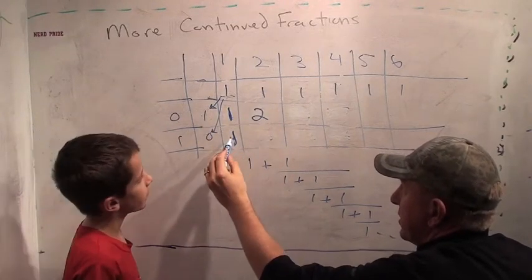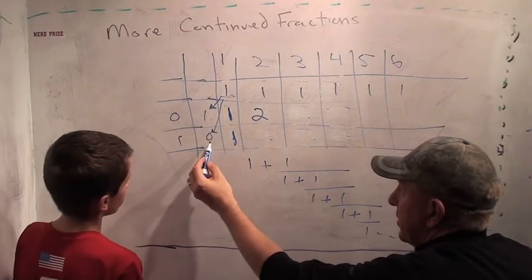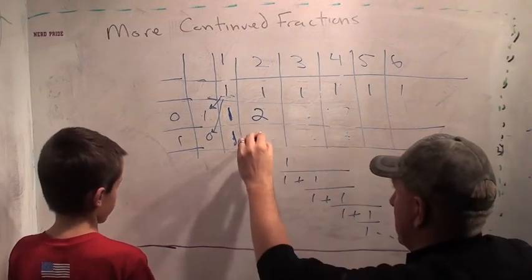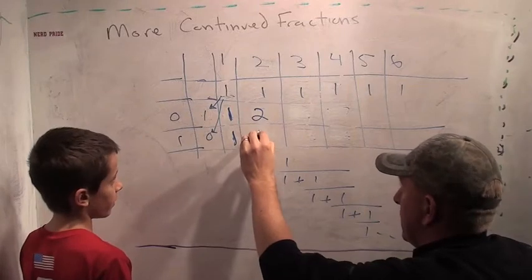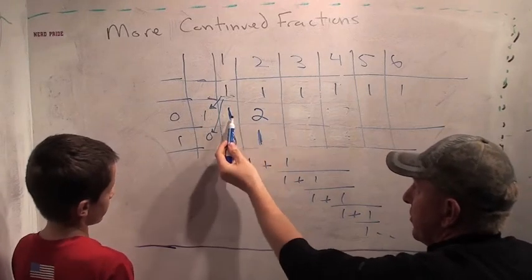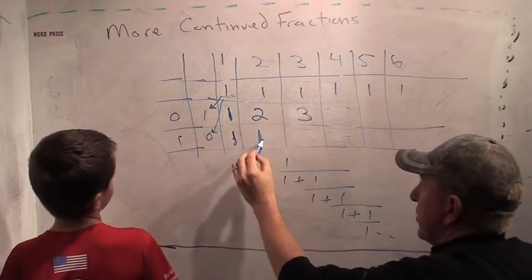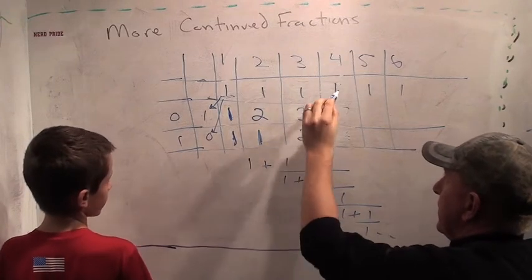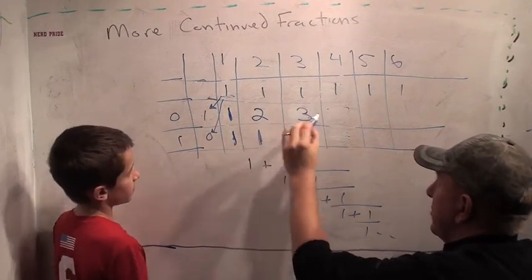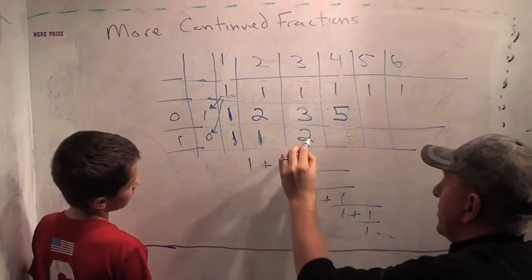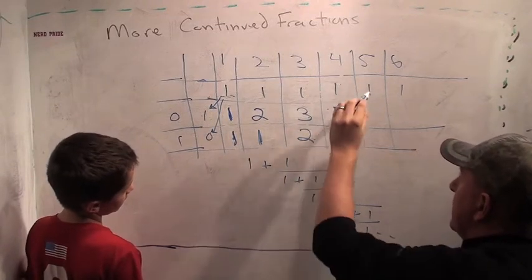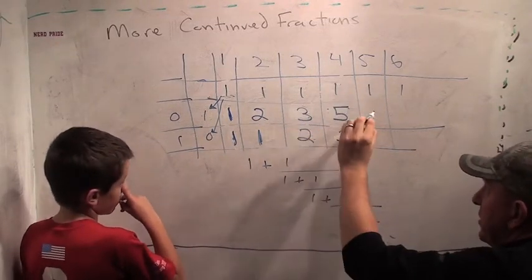1 times 1 is? 1. Plus 0 is? 1 times 1 is 1 plus 0 is 1. 1 times 2 is 2, plus 1 is 3. Yep. 1 times 1 is 1, plus 1 is 2. Yep. 1 times 3 plus 2 is 5. 1 times 2 plus 1 is 3. 1 times 5 plus 3 is 8.